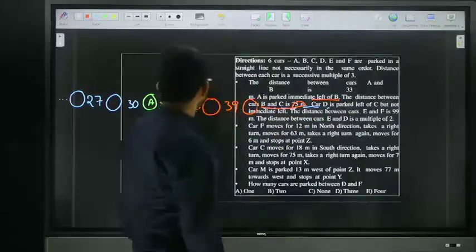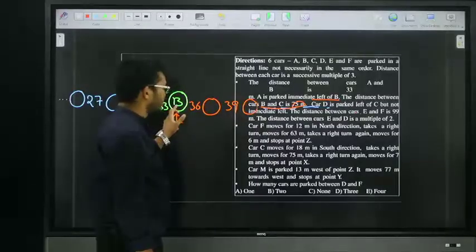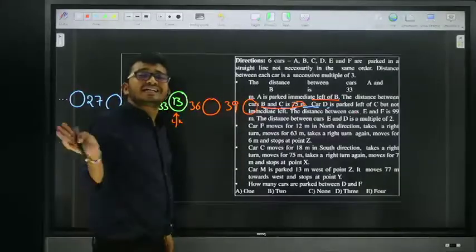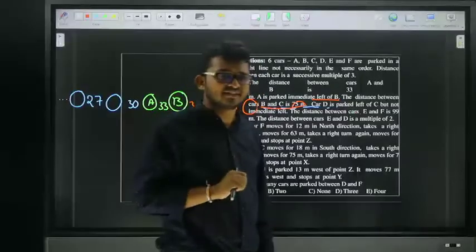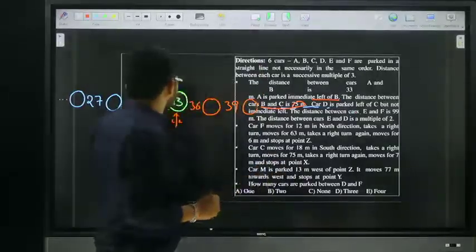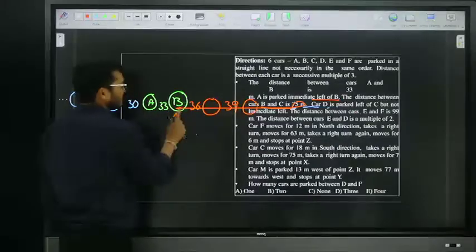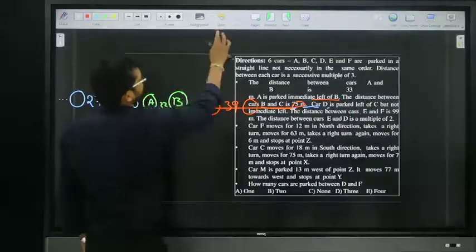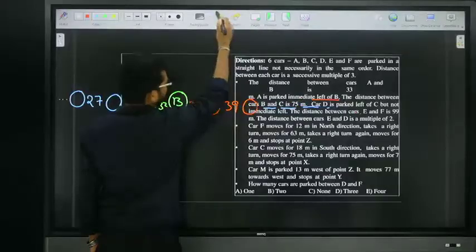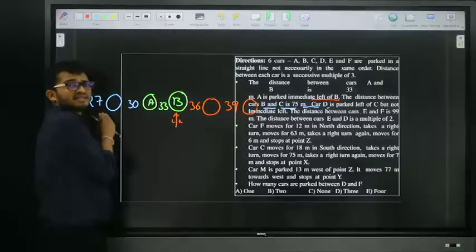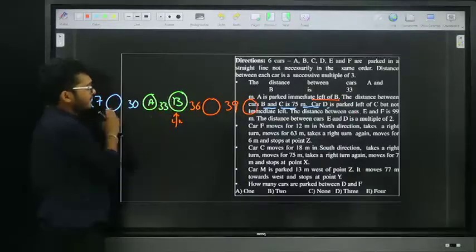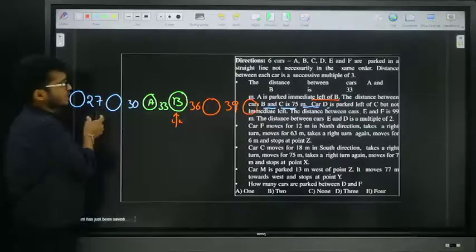So friends, here we already know the position of B. Now the mention is the distance between car B and C is 75. That means we already know the B position. Suppose we check here: left of B. If you add any distances to the left of B, the total is 75.